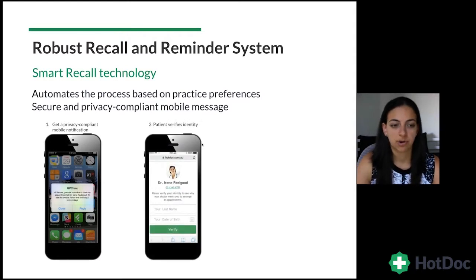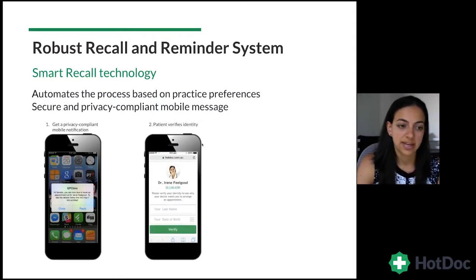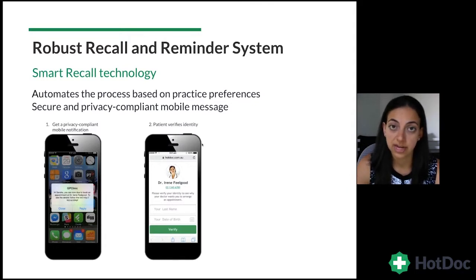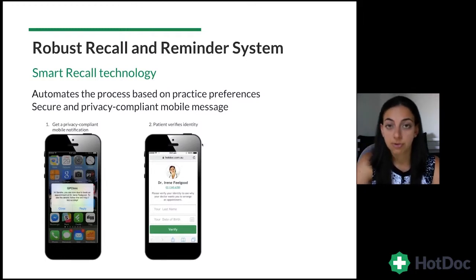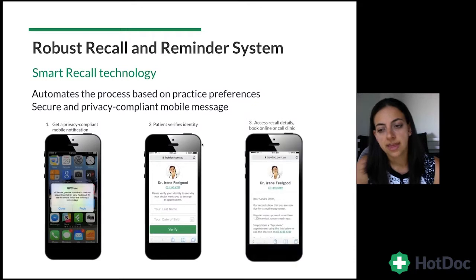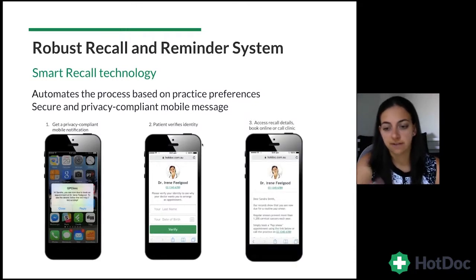It's a 3-step process where first the patient gets a privacy compliant mobile notification. No health information is released until they verify their identity. So we actually have 3 points of identity check. They just verify their surname and their date of birth, and we've already got their contact number. And then finally, once they've successfully verified, they can see full details of their recall.